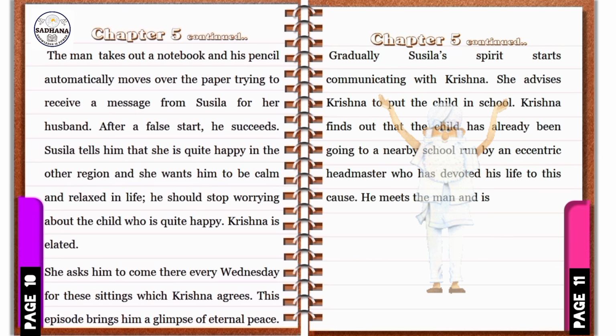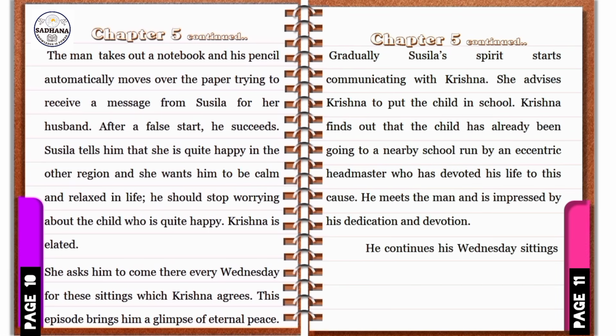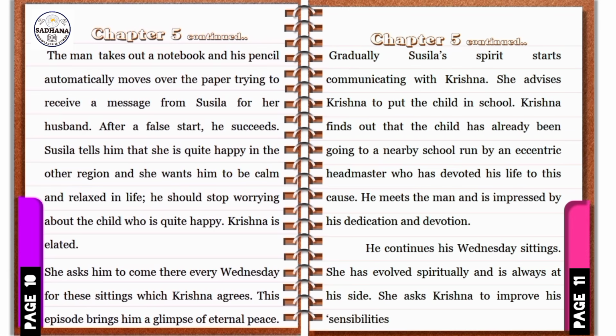He meets the man and is impressed by his dedication and devotion. He continues his Wednesday sittings. She has evolved spiritually and is always at his side. She asks Krishna to improve his sensibilities, so that he will be able to see her.